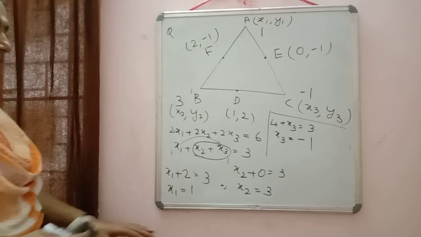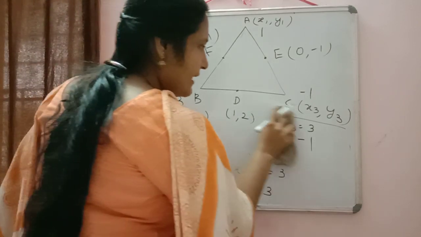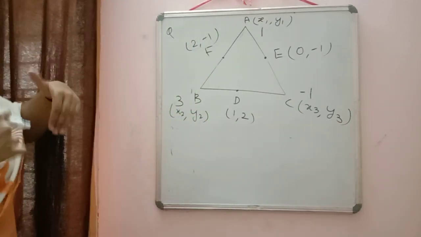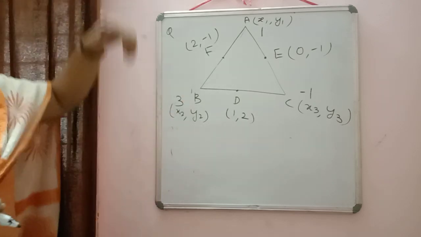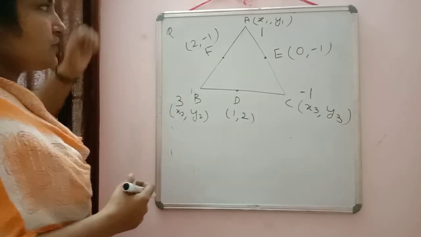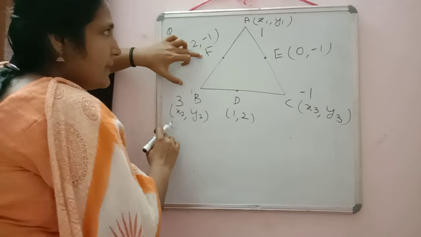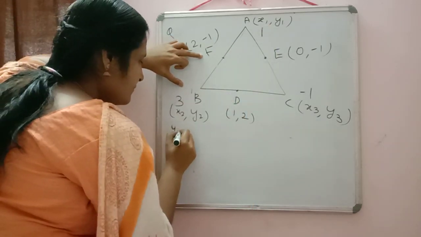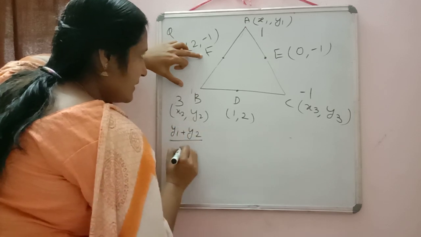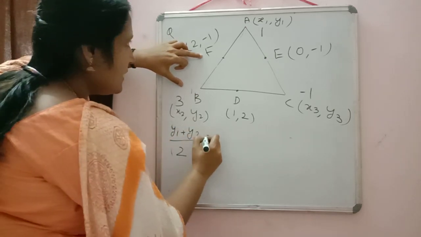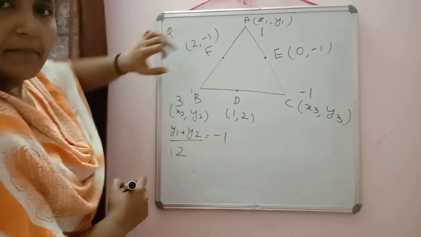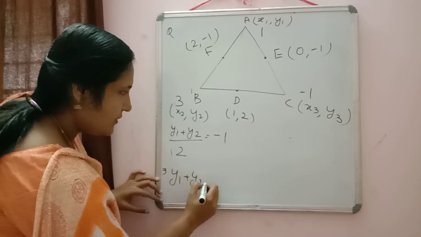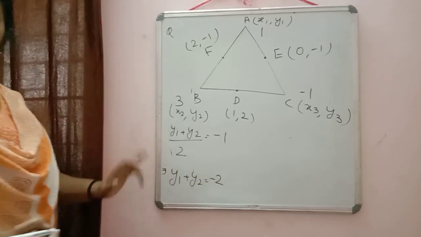Now using the same concept of midpoint, we will check what will be the y coordinate of these points. So again, we will use the concept of midpoints in y coordinates only. First one, F is the midpoint of AB. According to the formula, the y coordinate is calculated as y1 plus y2 divided by 2. The y coordinate given here is equal to minus 1. So we will get y1 plus y2 is equal to minus 2.